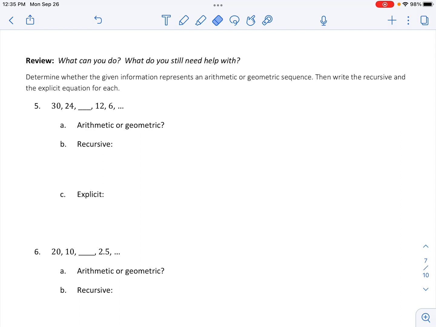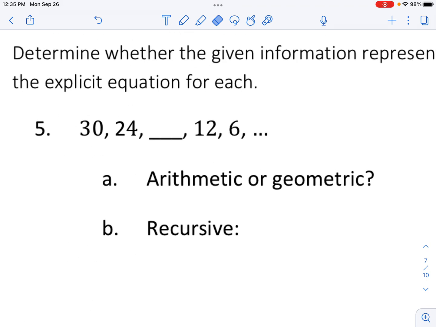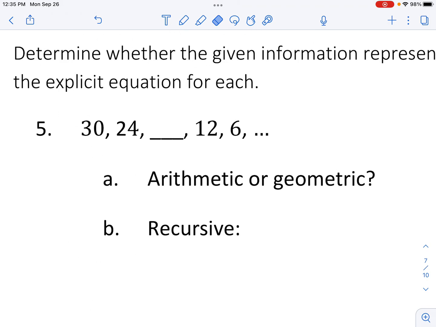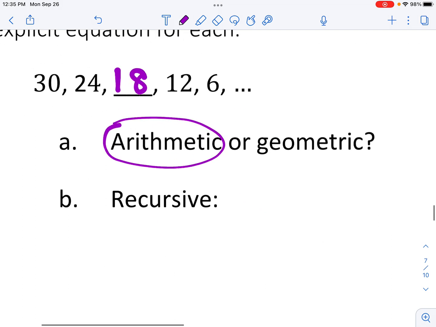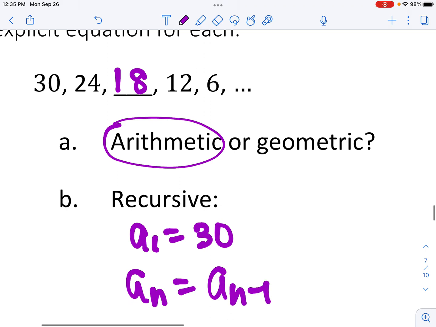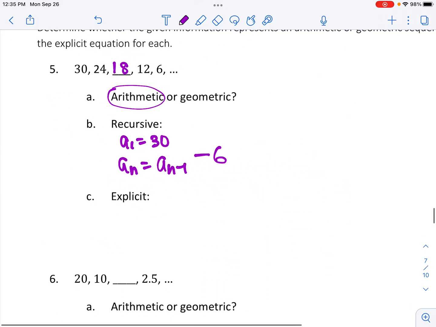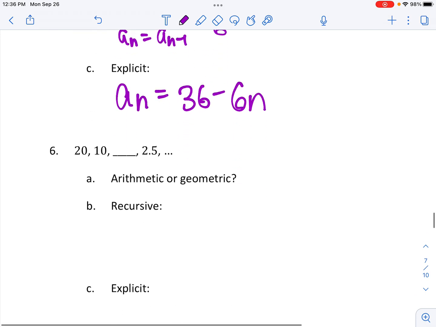Determine whether the given information represents arithmetic or geometric, and then write the rule. So this one looks like it's going down by 6 every time. 24 minus 6 is 18. That would be arithmetic. The recursive rule: first term is 30. To find any term, take the one before it and minus 6. Explicit, think linear. So here we're going to start, let's go backwards. We would start at 36, and we're subtracting 6 every time.